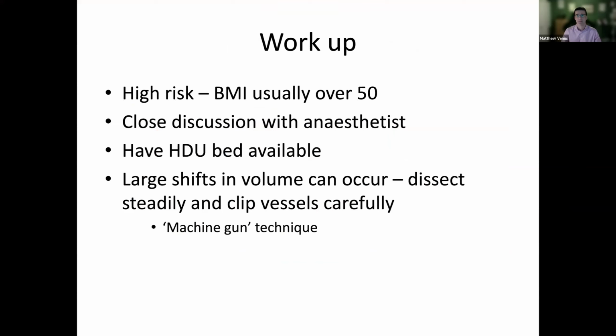So these patients usually have a high BMI, so I have close discussion with my colleagues in anaesthesia. They usually book an HDU or an ITU bed to be available just in case. There are large shifts in volume. The way it's worked out, I've done 4 cases like this now in the last 10 years. It's a steady dissection, careful clipping of the vessels, which I call the machine gun technique, using the automatic Liga clip, click, click, click, click, click, putting loads of clips on and just letting everything settle as we go.